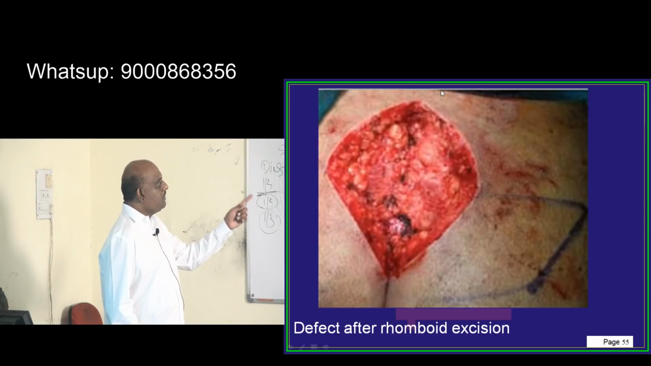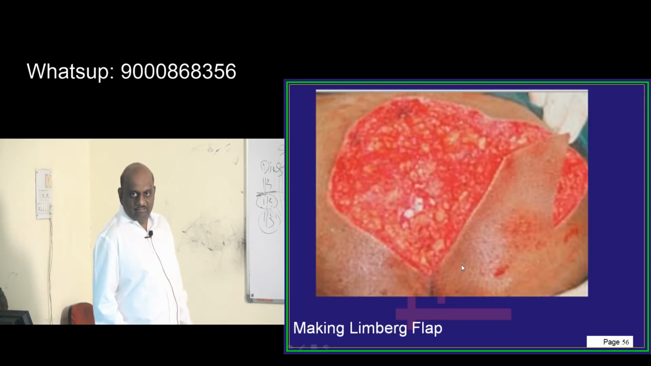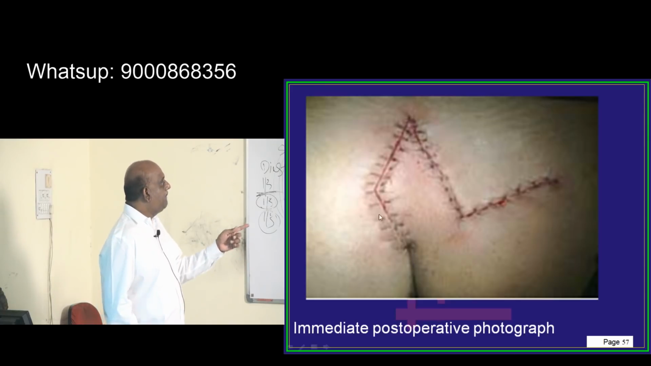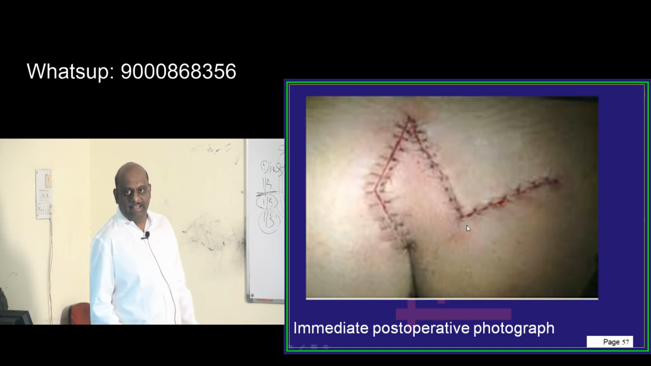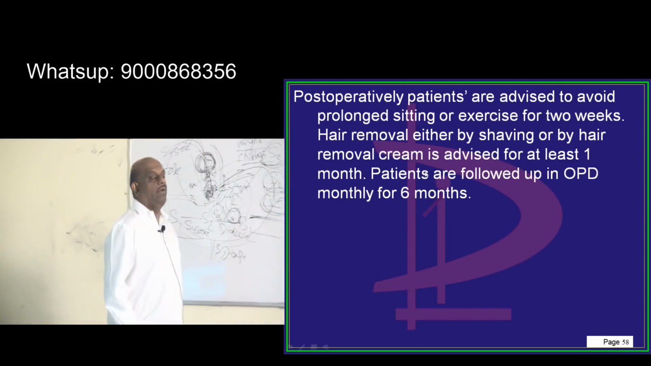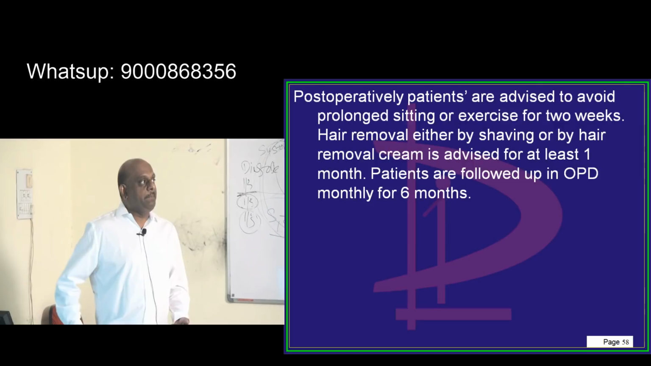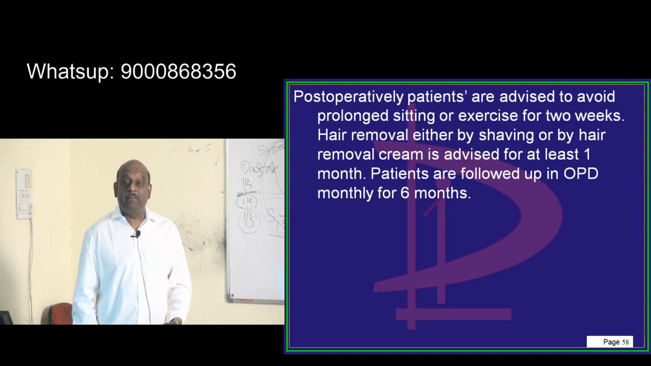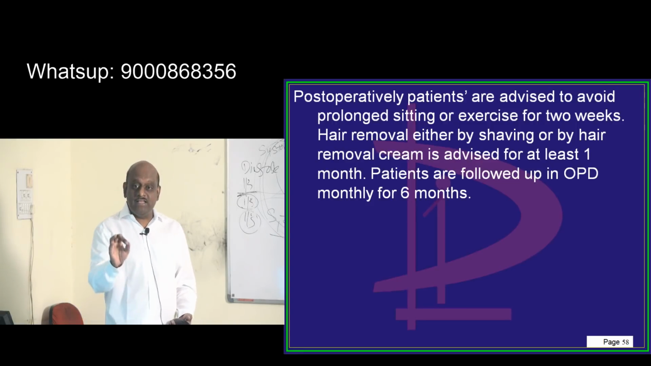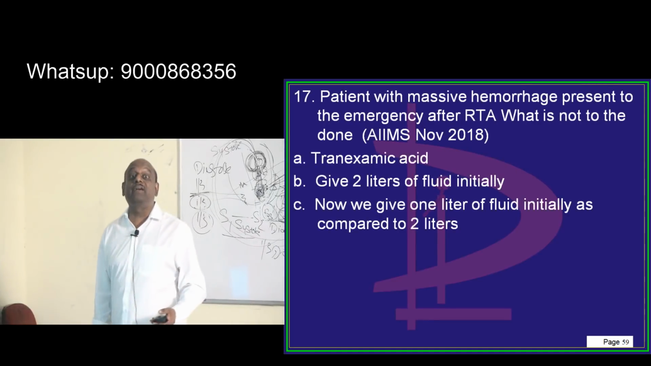and once you have done the rhomboid excision, this is the defect created, and you are making a Limberg flap which is being placed, and this is how it looks post-operatively. So this is the story, and post-operatively ask the patient to avoid prolonged sitting. So too much NEET PG preparation, sitting in the reading room, what can you get? Think about NEET PG rank later, the chance of pilonidal sinus is compulsory, and then you have to land up with a Limberg flap, right?